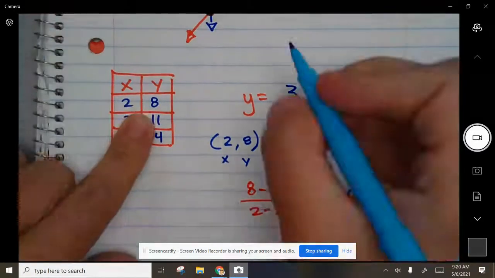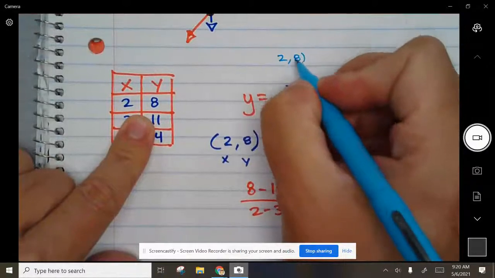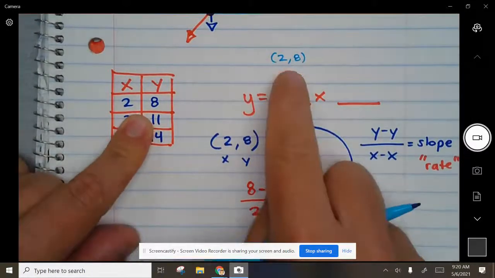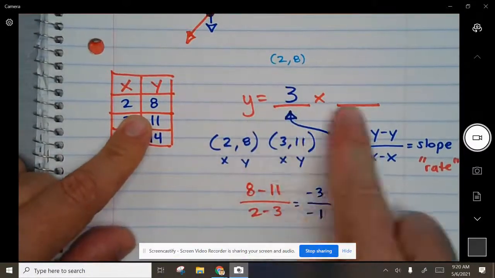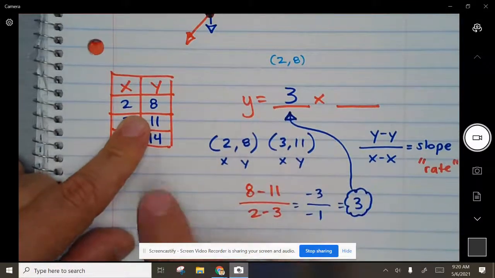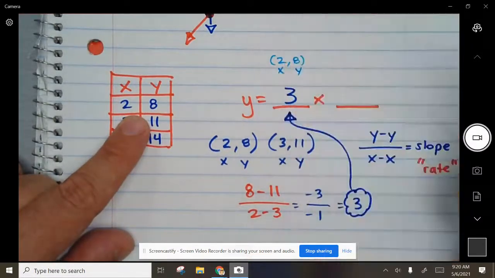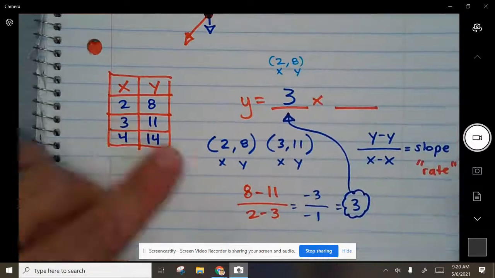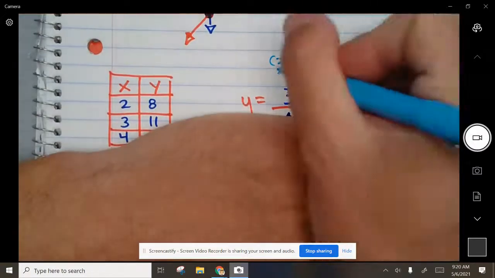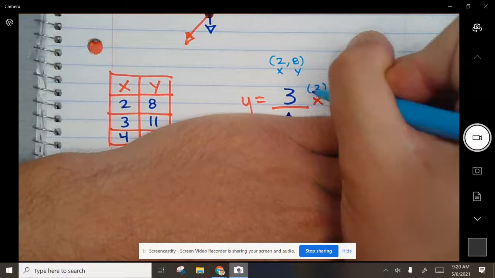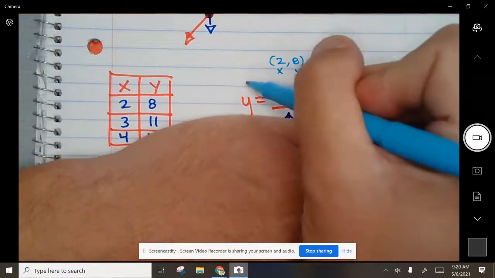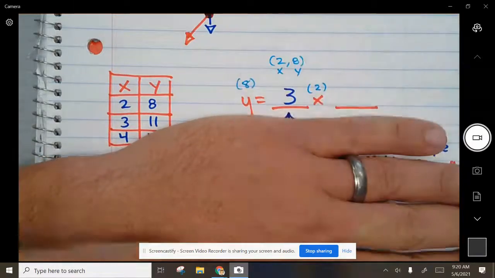So what's going to happen here, I'm going to take the first point, 2 and 8. This point should fit into this equation perfectly. It should be a perfect fit. How do we make it a perfect fit? Well, this is x, this is y. Think about the riddle. Where are you going to put the 2? Right here. Where are you going to put the 8? Right here.